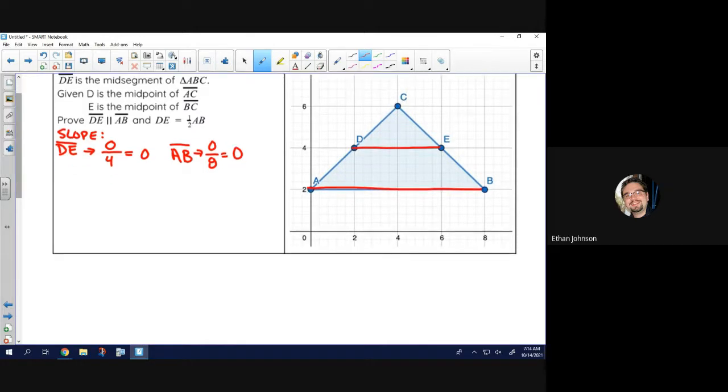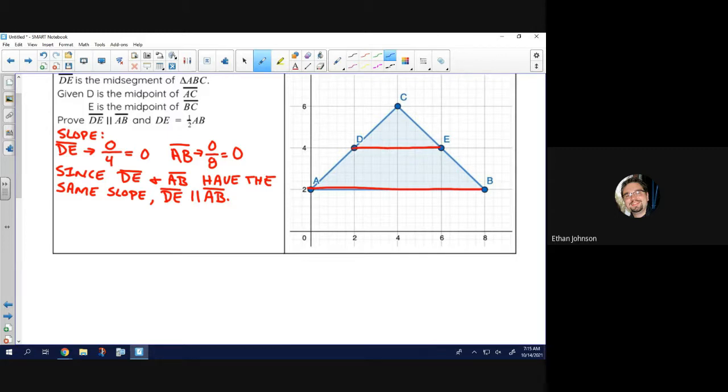So then we need to write a sentence summing up what this means. So since DE and AB have the same slope, DE is parallel with AB. Because parallel means they have the same slope. So we have the first part of this proof done.